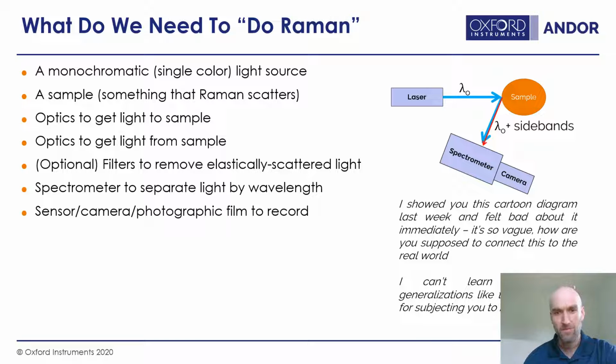So I showed you this terrible cartoon diagram last week, and then I immediately felt bad about it afterwards. It's so vague. So how are you supposed to actually picture a real world system that measures Raman scattering using this block diagram? I show the laser sending one monochromatic single wavelength out, or at least a very narrow band, hitting the sample. There's rays. Now there's an extra sideband at a lower energy coming out to the spectrometer. The spectrometer feeds the camera. So if I were to tell you, go construct one of these, you'd say, oh my God, I don't have any idea how to start. So let's talk about some concrete examples here.